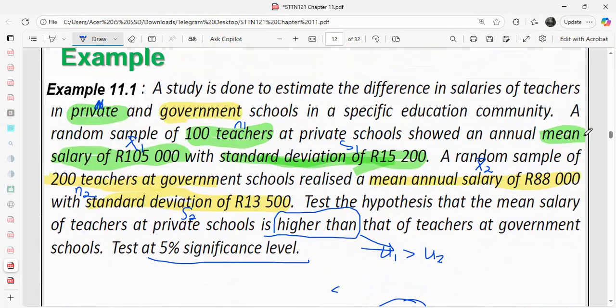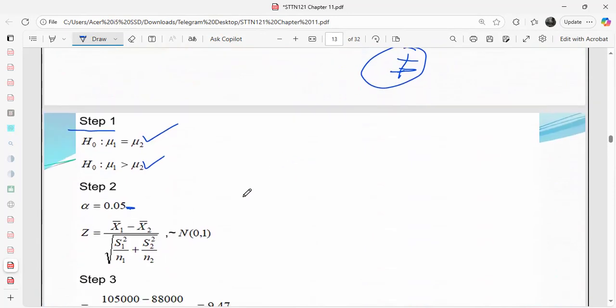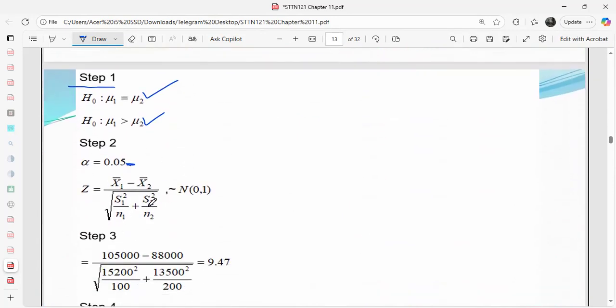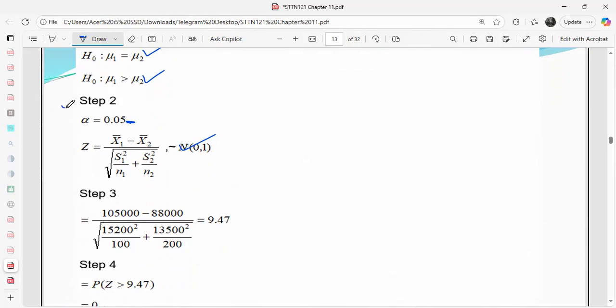Already we're given those values. I just showed with those values: x bar 1, N1, and S1. We just substitute. But on step 2, you don't substitute anything. You just write down the formula of the test statistic. But when you go to step 3, it's when you now substitute. When you substitute and calculate what? The Z value, which in this case, they got the Z value of 9.47.